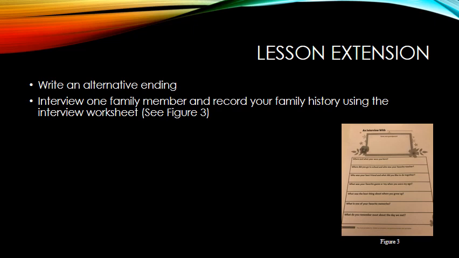Usually I give them extra credit points for going the extra mile. So after my students are done with their exit tickets and hand them in, I'm going to tell them, guys, as always, if you are interested in earning extra points, here is your lesson extension for today. You have two options. Option one is to write an alternative ending for the book that we have read. Option two is to interview one family member and record your family history using the interview worksheet. The worksheet is in the red basket by the door. So if you are interested in option two, please make sure that you grab an interview worksheet before you leave my classroom today.